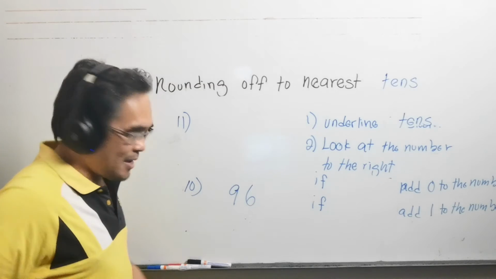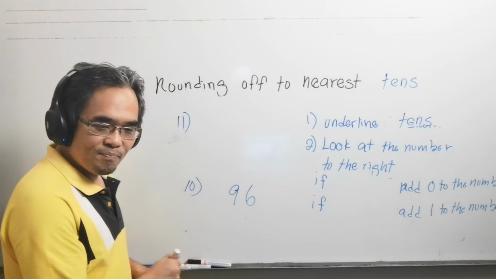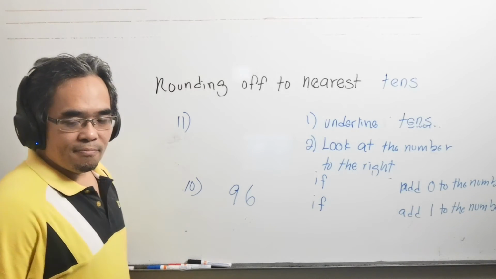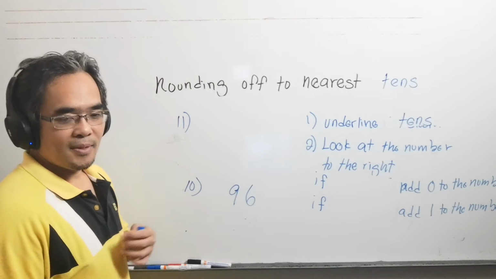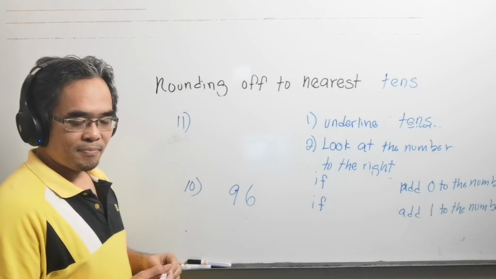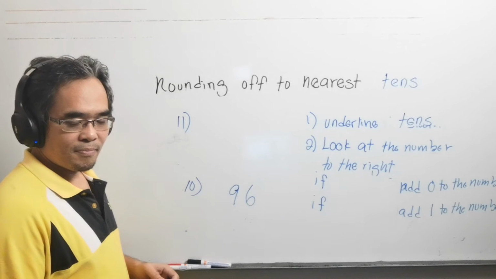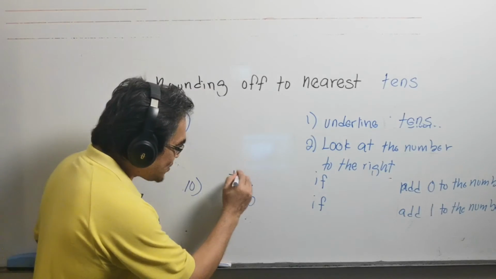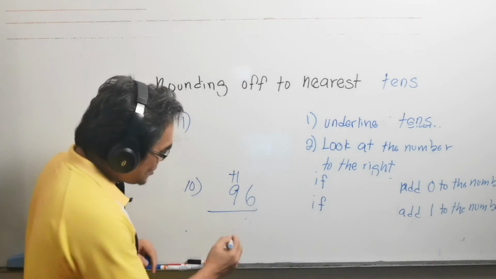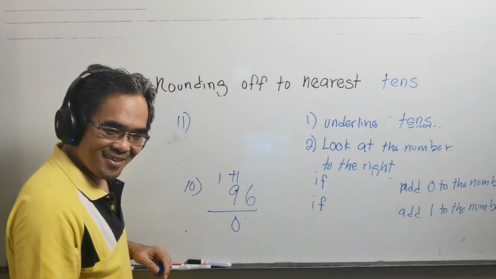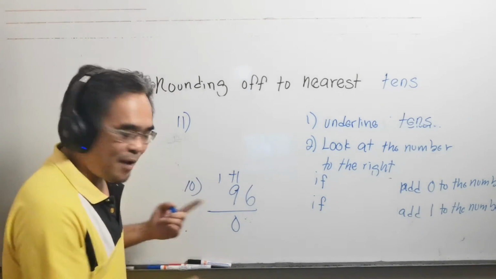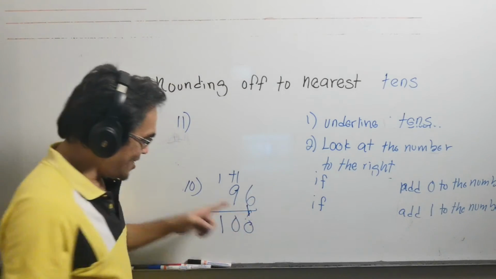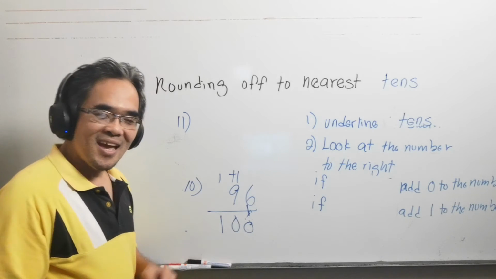No, it's not. So do we add 1 to 9? Take your time. 9 becomes 10 plus 1. Since there is no number, you just write down 1. And the 1, you don't add with anything. Just write down 1. So 6 becomes 0. So it is 100.